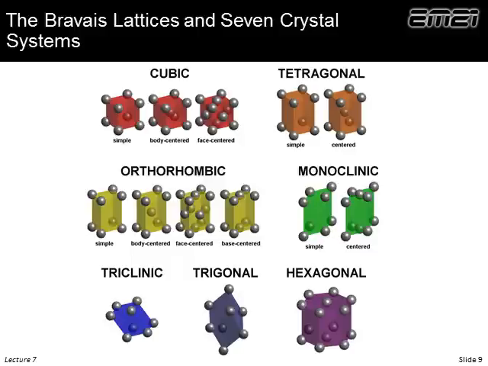So here are the 14 Bravais lattices and the 7 crystal systems. The crystal systems are the capitalized bold letters. We count 1, 2, 3, 4, 5, 6, and 7. And what we see is that there's 3 types of cubic symmetries, 2 types of tetragonal, 4 types of orthorhombic, 2 types of monoclinic, and then 1 triclinic, trigonal, and hexagonal. So if we add all of them up, we get 14 Bravais lattices. And so we can visually see now the relation between the 14 Bravais lattices and the 7 crystal systems.